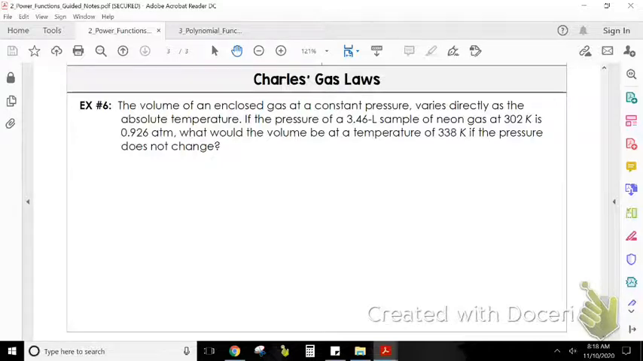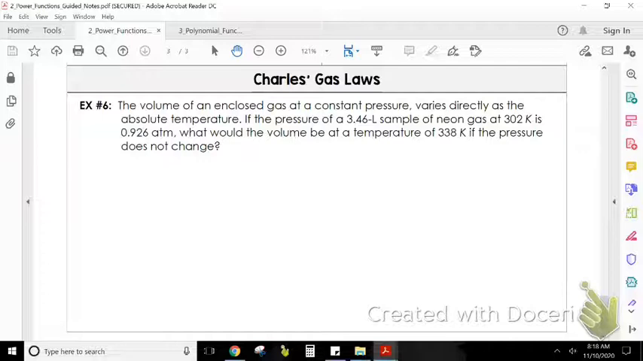It says the volume of an enclosed gas at a constant pressure varies directly as the absolute temperature. At the pressure of a 3.46 liter sample of neon gas at 302 kelvins is 0.926 atmosphere. What would the volume be at a temperature of 338 kelvins if the pressure does not change?